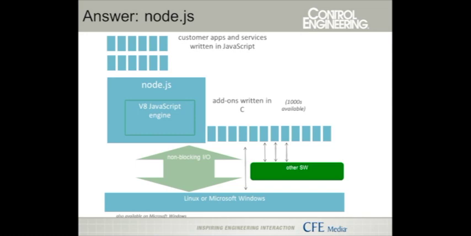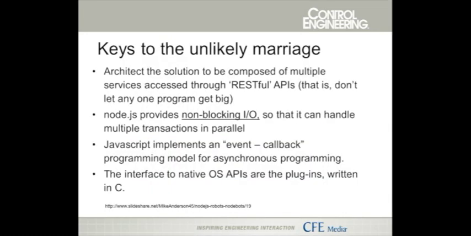And oh, by the way, this technology also runs on either Linux or Windows. Node.js is the platform that makes JavaScript programming for us possible in these applications. And the key to this unlikely marriage is architecting the solution to be composed of multiple small services using what's called RESTful APIs. RESTful means that they're stateless. The ST in REST is stateless. And so you don't let any one program get too big. Now, that solves the large-scale programming objection.